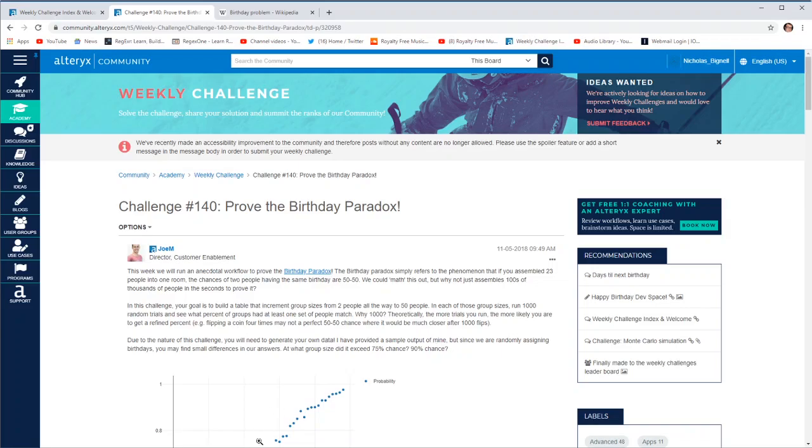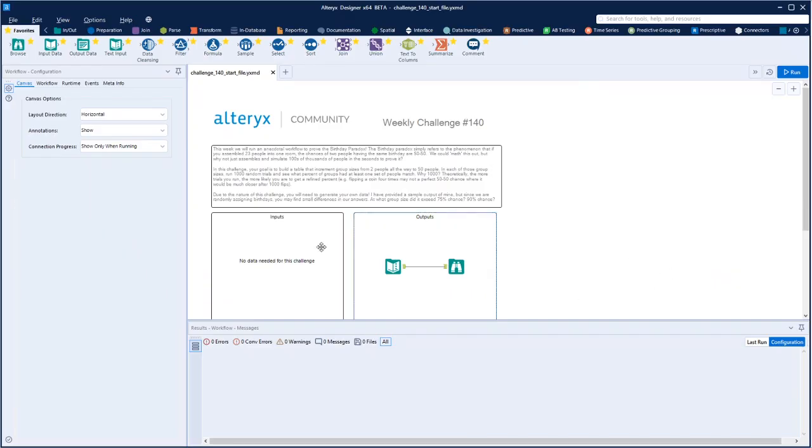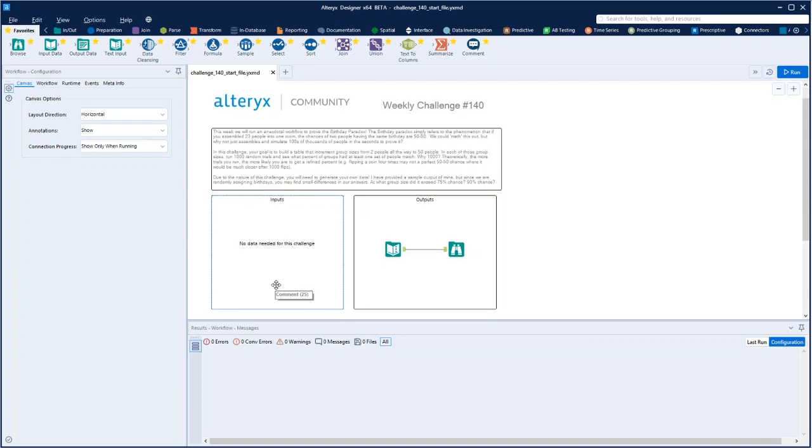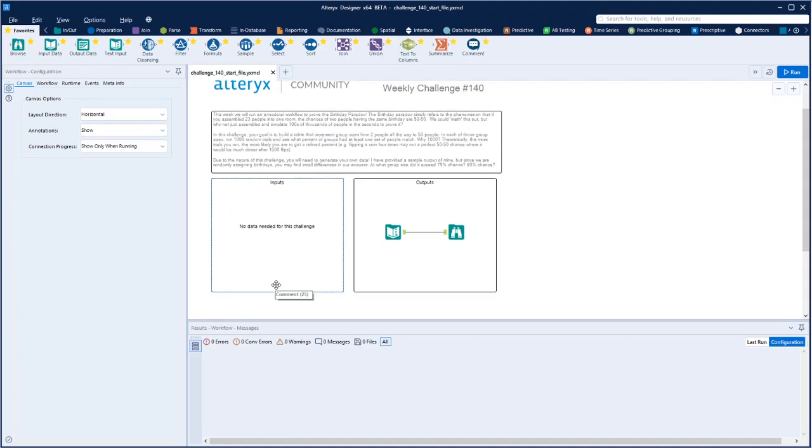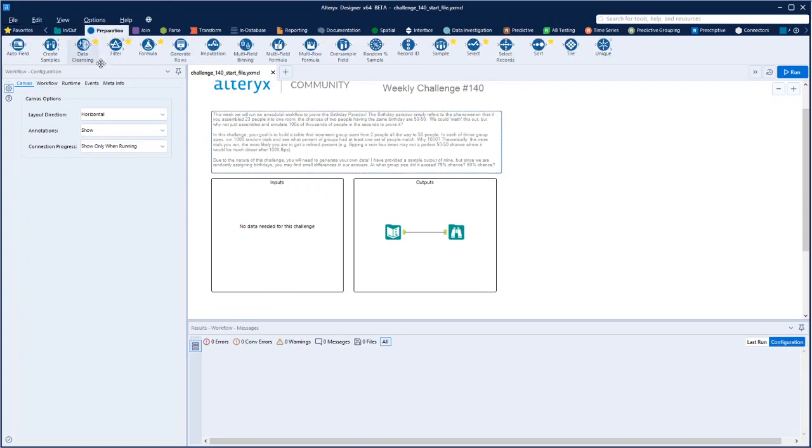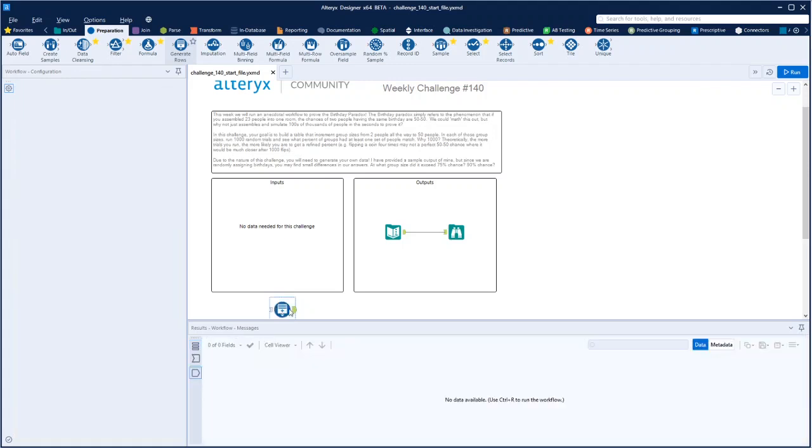Okay, so if we go to the challenge, what we see here is there's no input data for this. So they haven't given us a random set of data with 50 or 100 or 1,000 birthdays in it. So we will have to generate that, and we could do it with an iterative macro, but I think we could probably just do it by generating some rows, quite a few rows.